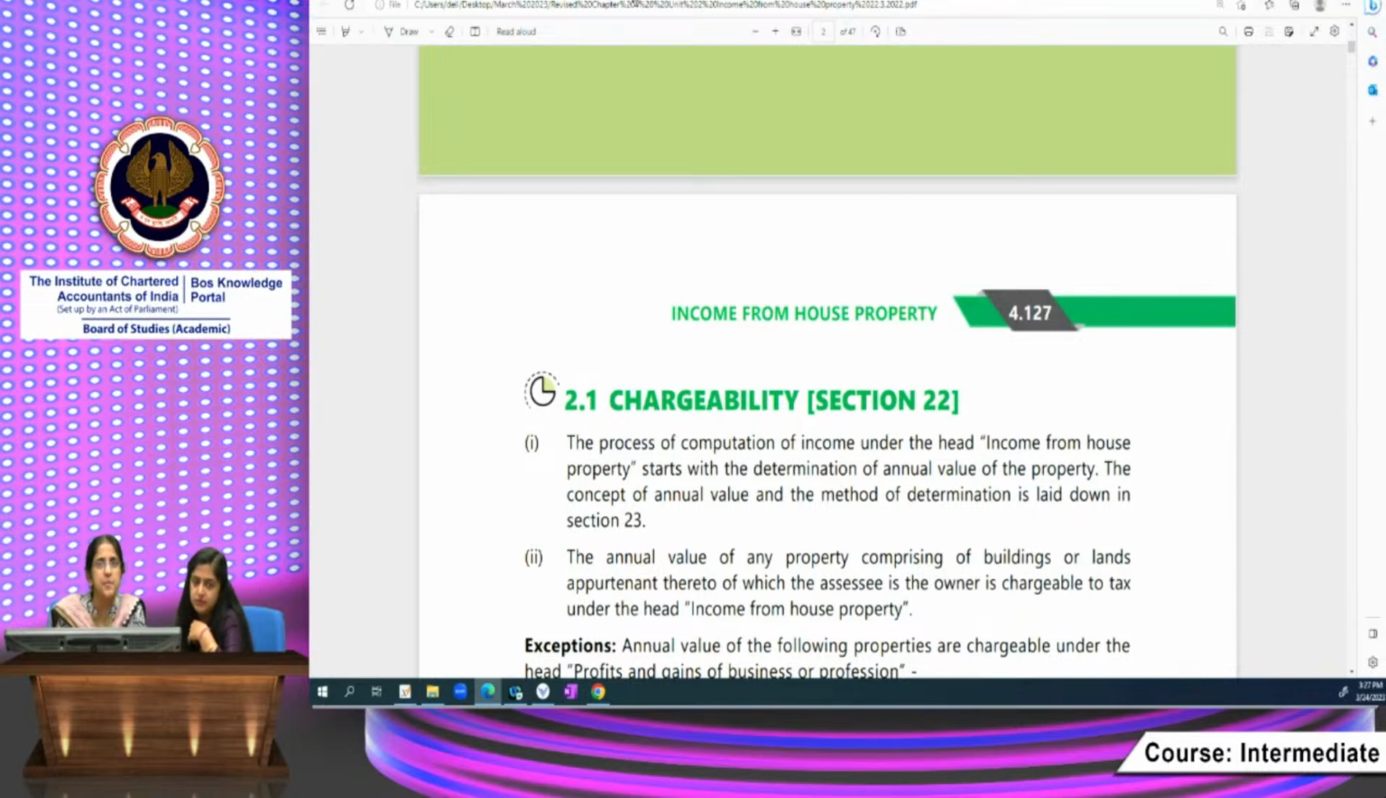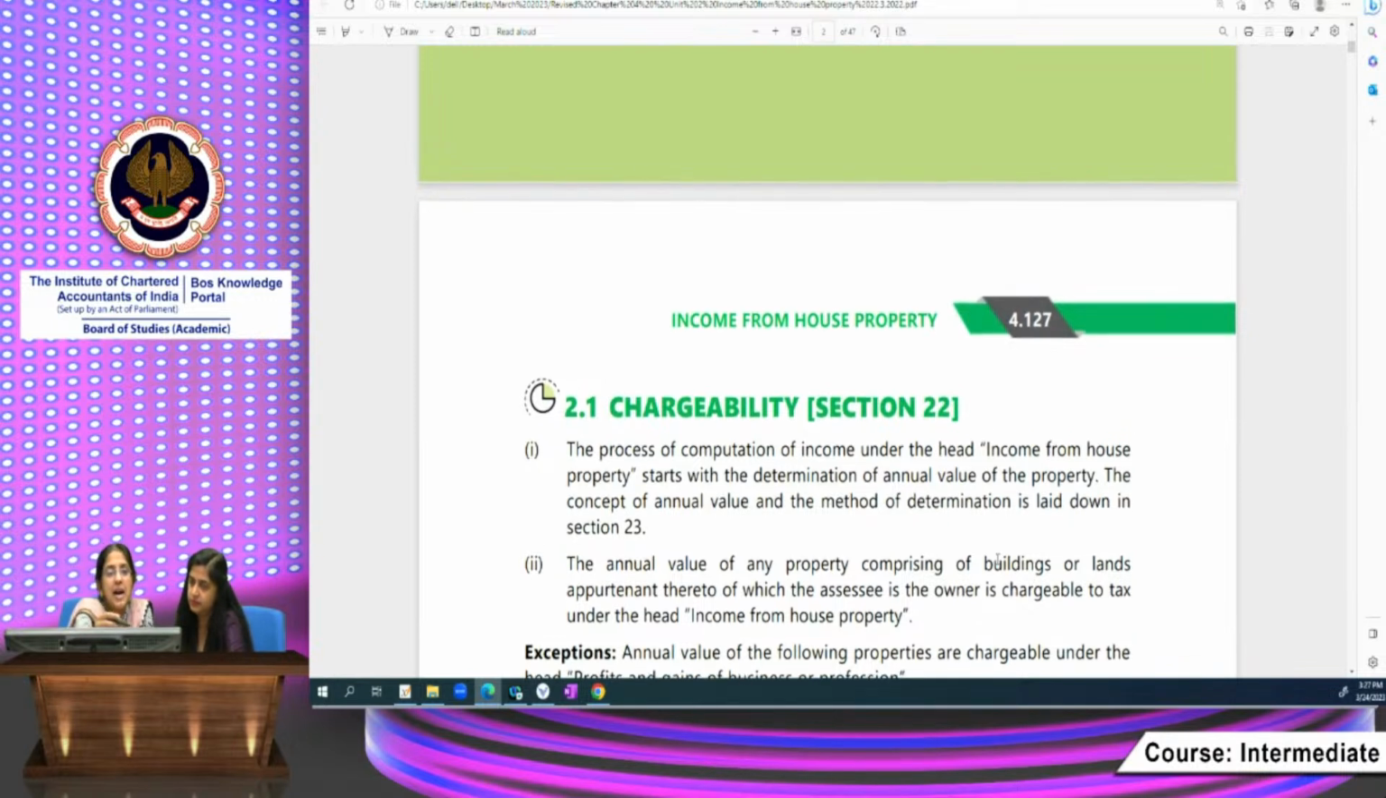Then it's compared with the actual rent. So it's not only the rental income; it's the annual value which is subject to tax under income from house property. So when is it chargeable under this head? When does income become chargeable under the head income from house property? It's the annual value of any property comprising of lands or building or land appurtenant thereto, of which the assessee is the owner.